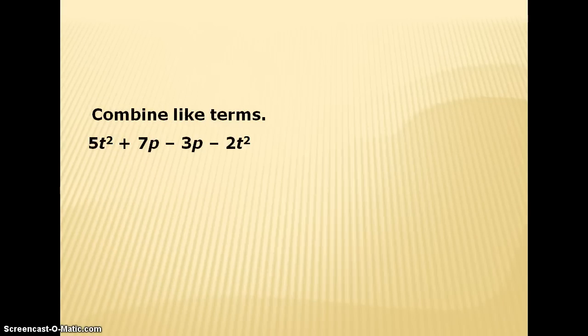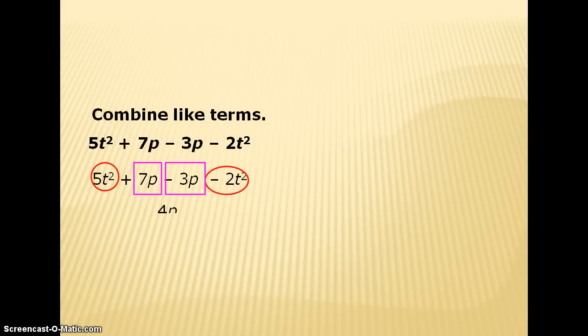Combine like terms one more time. We can combine the 5t squared minus 2t squared. Combine 7p minus 3p for a total of 3t squared plus 4p. If you were to write these in the other order, 4p plus 3t squared, that would be equivalent as well.